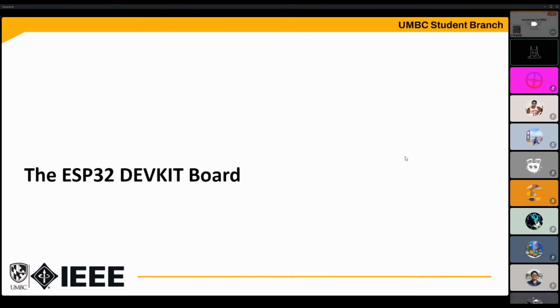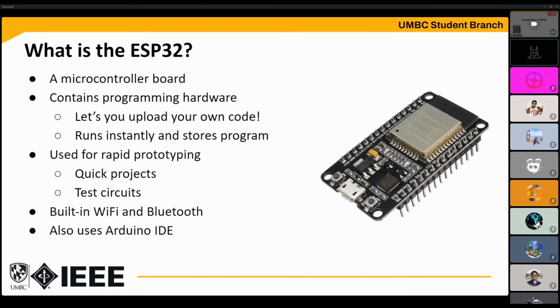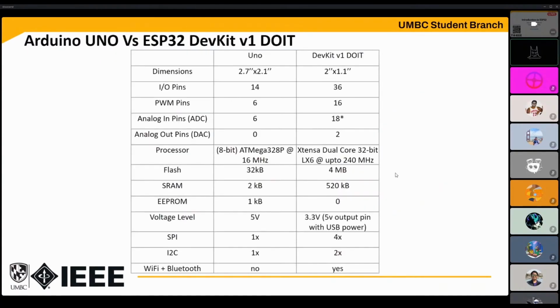So, the ESP32. Much like the Arduino, just copy and paste everything I said about Arduino: it does everything Arduino does, but also includes built-in Wi-Fi and Bluetooth. On top of this, it does use the Arduino IDE, and it increases memory and speed quite a bit. This here is a more in-depth comparison of the two, where the ESP32 is a little smaller.